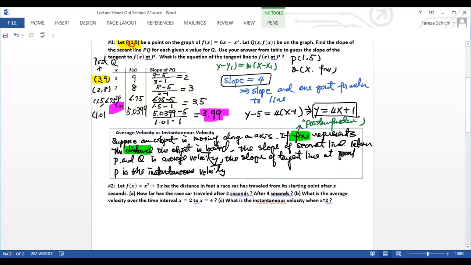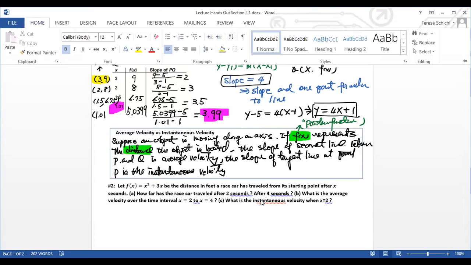Then the instantaneous velocity means at one specific moment, right? So if you look at how fast your car is going, that's what we call instantaneous velocity here. Okay, so let's take a look at the problem here.